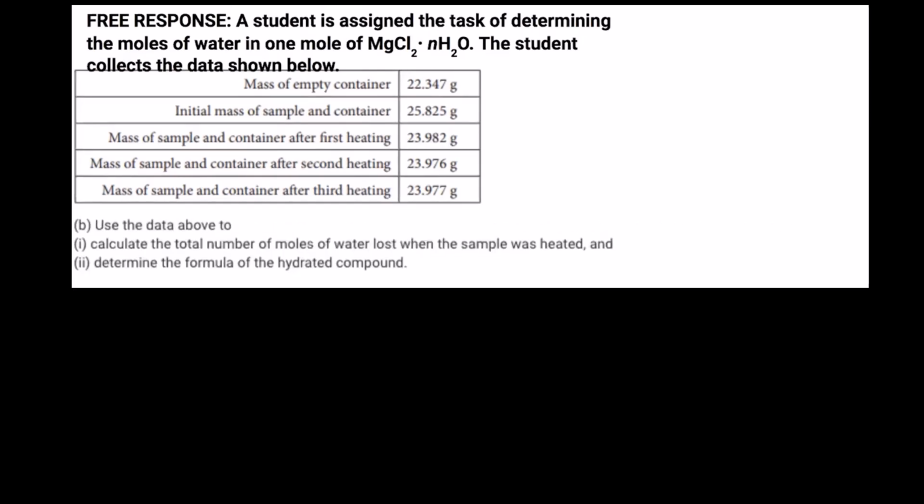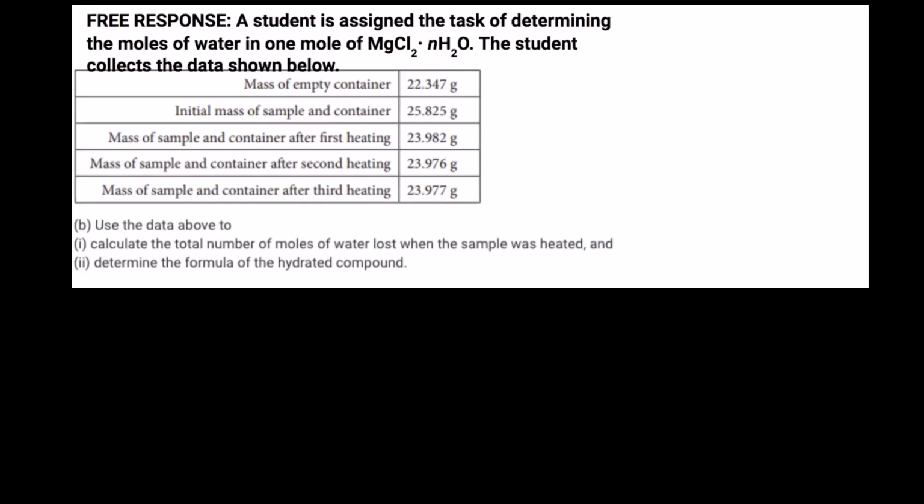So now let's go ahead and go to part B. So we have to use the data in part B. The first thing that we're going to do is calculate the total number of moles of water lost when the sample is heated. So let's focus on that. How are we going to do that? Well, how do we get to moles of water lost? To get to moles, we have to find the mass of the water lost. And so how are we going to find the mass of the water lost?